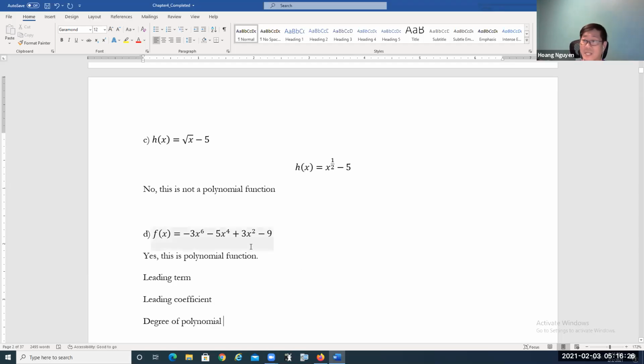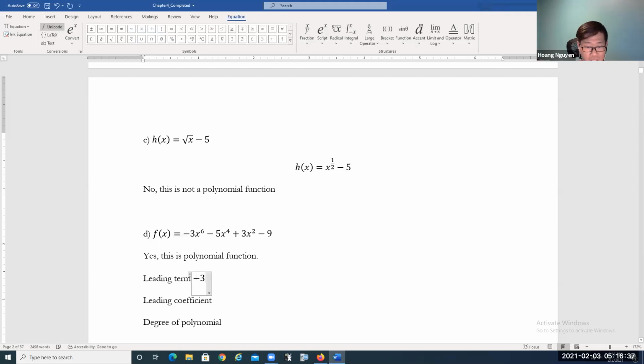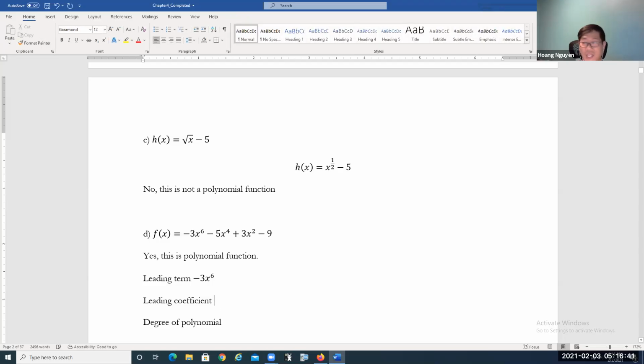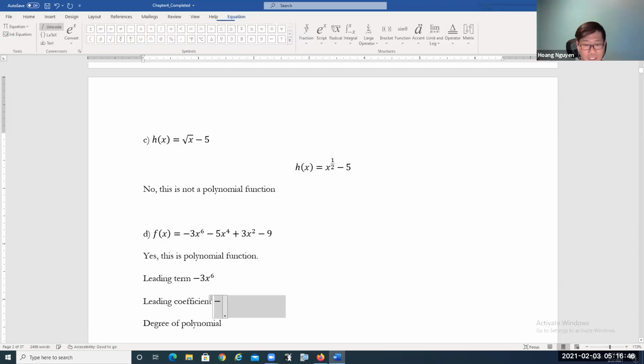What's the leading term? The leading term is the term with the highest power. We have negative 3 x to the power 6. That's the term with the highest power, so that's the leading term. The leading coefficient is the coefficient of the leading term, so negative 3 is the leading coefficient. What's the degree of this polynomial? The leading term has x to the power 6, so the degree of this polynomial is 6.